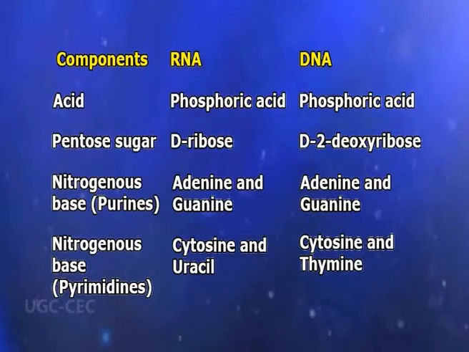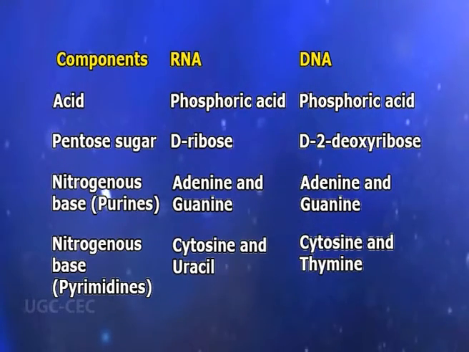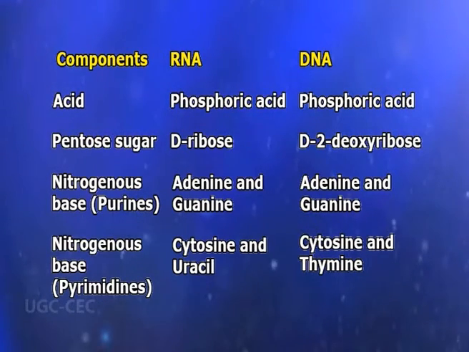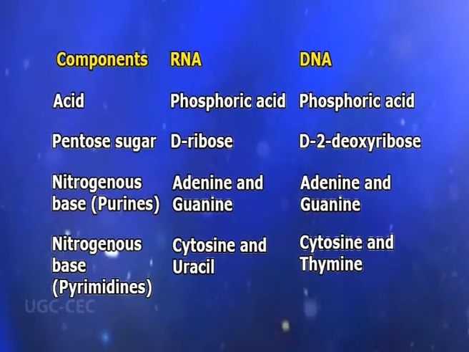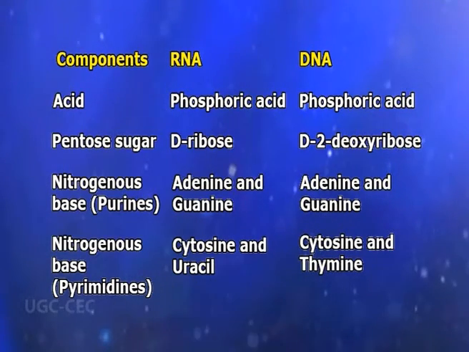The structural components of the two types of nucleic acids, DNA and RNA, are discussed in the table. The acid component of RNA and DNA is phosphoric acid, which is common. The pentose sugar of RNA is D-ribose, whereas of DNA it is D-2-deoxyribose. The purine nitrogenous bases of RNA and DNA are adenine and guanine, that is the same, whereas the pyrimidine nitrogenous bases present in RNA are cytosine and uracil, whereas in DNA they are cytosine and thymine.